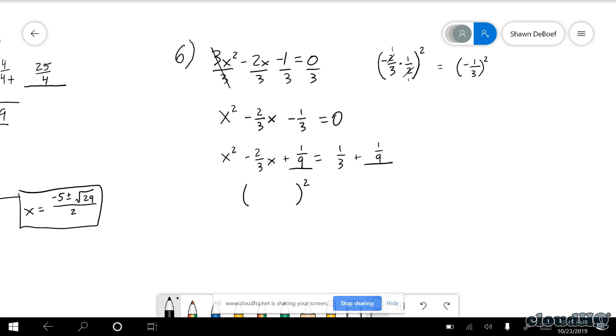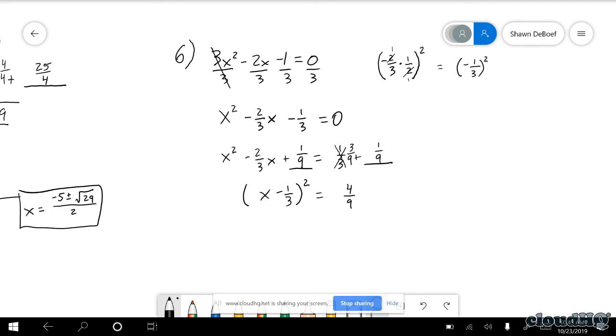Remember what number we just squared? We just squared negative 1/3. Negative 1/3 is the number that's going into the factor, x minus 1/3. This adds a little extra rigor. 1/3 plus 1/9, I need a common denominator. The least common denominator is a 9. So instead of 1/3, I will replace it with 3/9. I had to multiply the top and bottom by 3, so 3/9 plus 1/9 is 4/9.